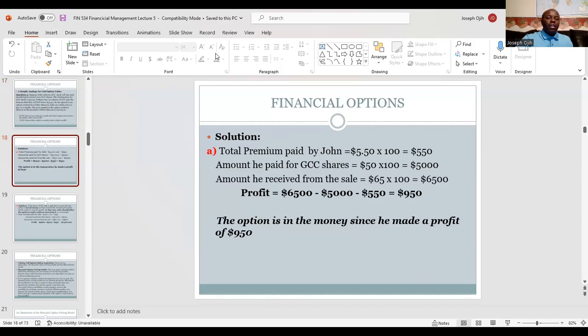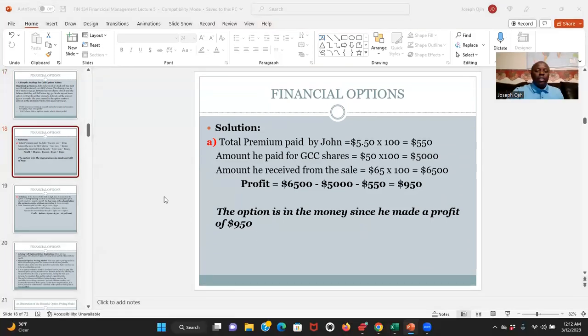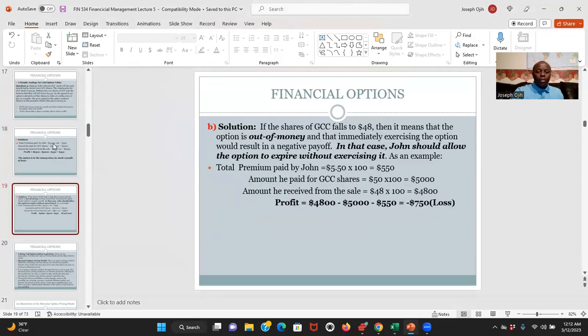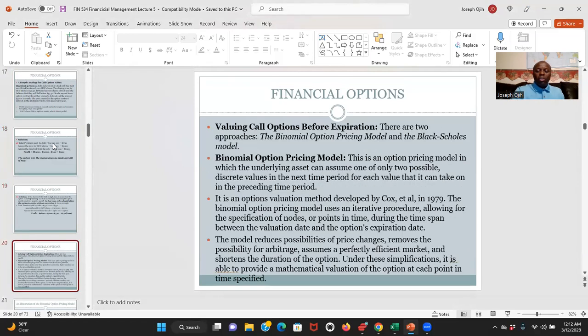I have this also shown in my presentation here. In the next lecture of this class, I'll be looking at how to value call options before they expire.